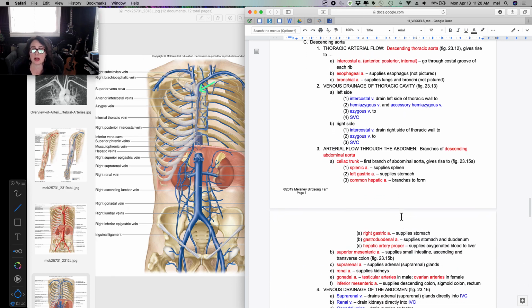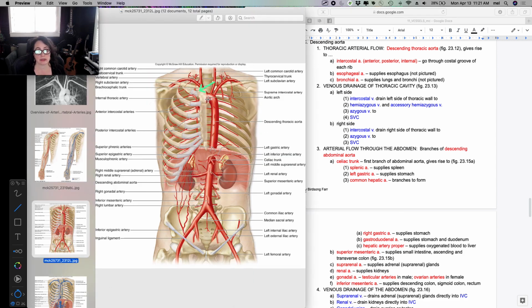Okay, so now we are going to do, so basically what we did is we did arterial supply and venous drainage from everything that came from the ascending aorta and the aortic arch. So the ascending aorta only gives blood supply to the heart, okay? And then the aortic arch gives blood supply to the head and to the arms. And so now we are going to move down and give blood supply to the thorax.